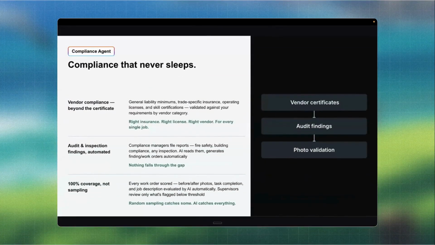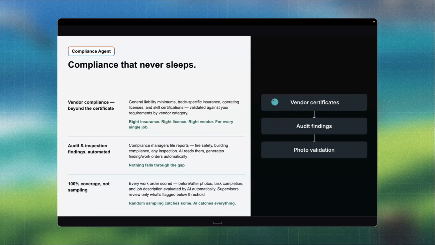Today, compliance managers hate to see a vendor showing up without the right certificate, or an audit finding not being acted upon on time. I mean, that's something that kills them hard. So this agent is to keep them at ease. We have very specific skilled agents that perform some of the functions.